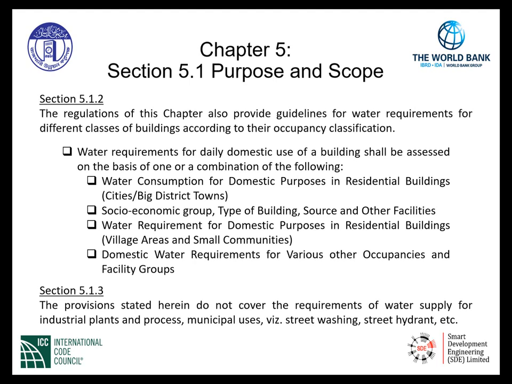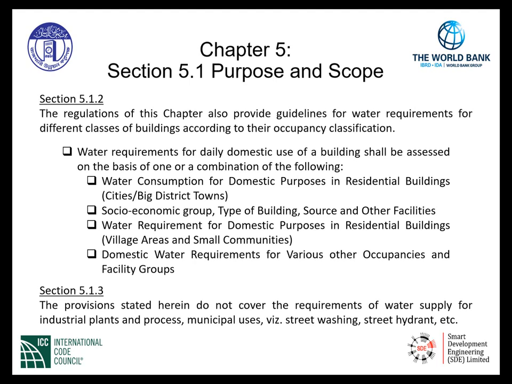Water requirement for domestic purposes in residential buildings. This is in village areas and small communities. A scaled down version of what we found in the residential buildings up above for cities and big district towns. So based upon the use, location, and size of the residential buildings, there are two different methods here to figure the demand of this system. Domestic water requirements for various and other occupancies and facility groups.